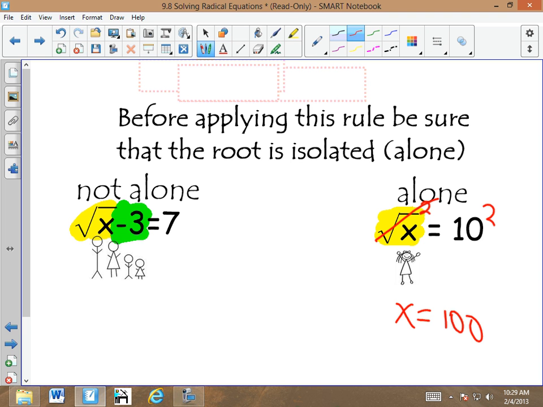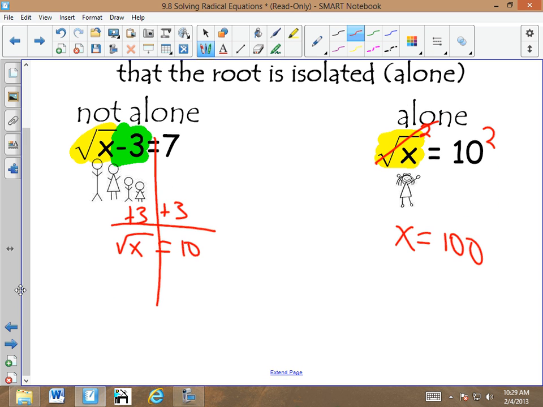In the square root of x minus 3, I cannot just square it. I have to get rid of the negative 3. How do I get rid of the negative 3? I add 3. I add 3 to both sides. So I get the square root of x equals 10. Now, my square root's alone. X equals 100. Okay?